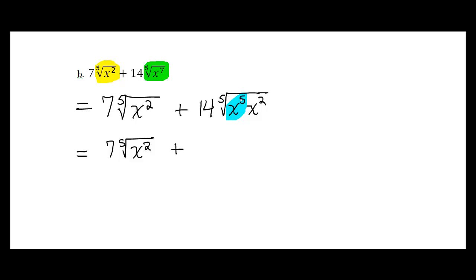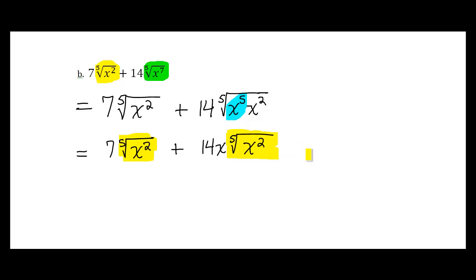But 5 divided by 5 is 1, so when I take the 5th root of x to the 5th, I'm just going to have x. And under my radical remains the x squared. And so now, this is the radical that I have, and if I look here, this is the radical that I have.